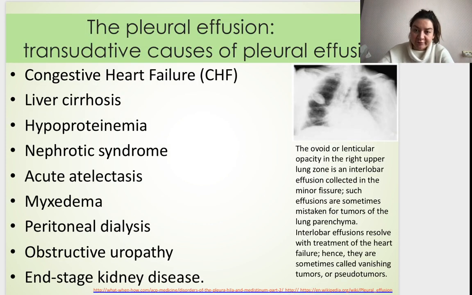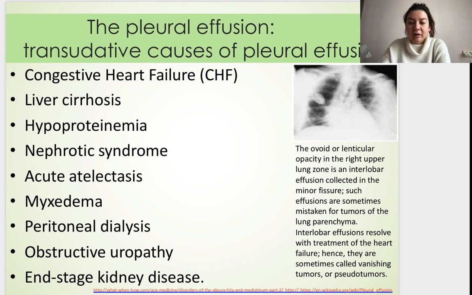Exudative and transudative. Yes, from pathophysiology you remember the difference between these two types of liquid. Transudate is mostly specific for congestive heart failure. It is the most often cause of transudative pleural effusion. It can be not just due to congestive heart failure. More causes include liver cirrhosis, hyperproteinemia, nephrotic syndrome, acute atelectasis, myxedema, peritoneal dialysis, obstructive uropathy, and end-stage kidney disease.